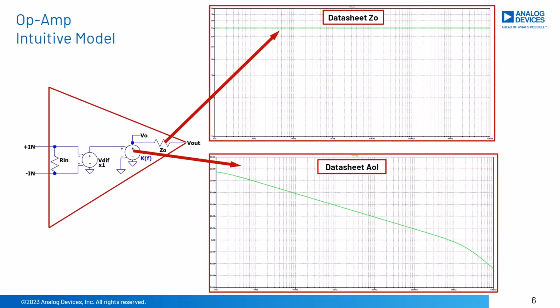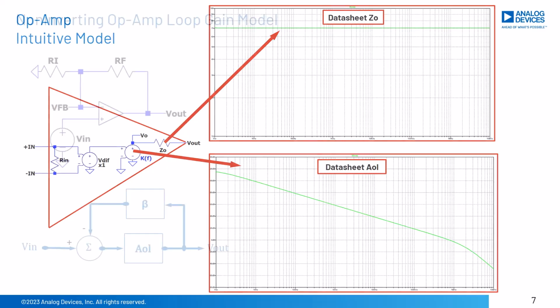For stability analysis, we will use this op-amp intuitive model. The op-amp will be modeled as a high input impedance, differential input to single-ended output, that is then passed through an AOL, the open loop gain function, and then through ZO, the small signal, AC, open loop output impedance.